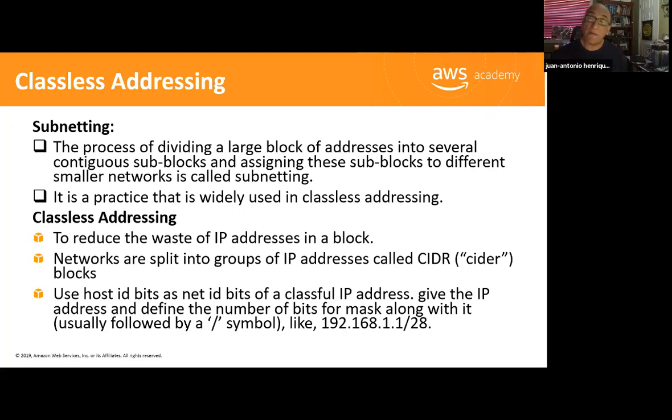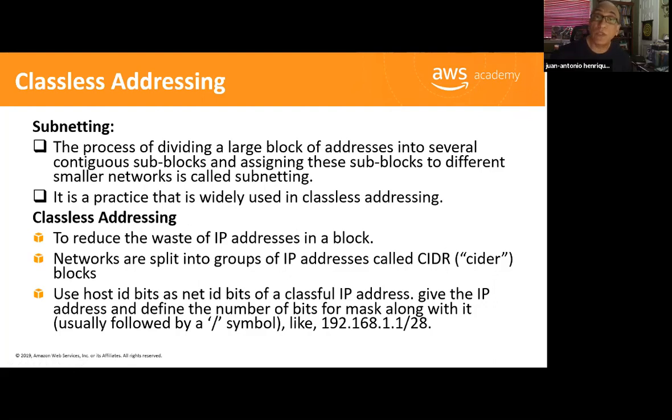So since we have a 32-bit address system, 32 minus 28 gives you 4. So that means that this number is representing a set of addresses with 2 to the 4 hosts available. Okay. So let's look at this in more detail in the next slide.